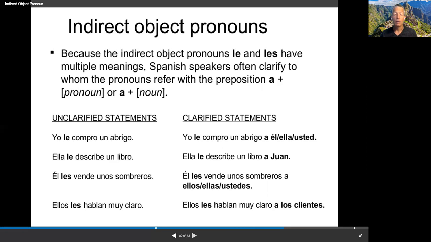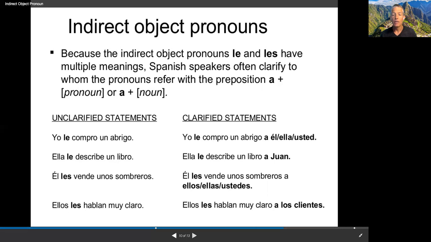Ella le describe un libro. She's describing a book to him, to her, to you. We don't know. But if we say a Juan, that makes it clear. That's why we call it a clarifier. It clarifies who le is. Now we know who le is.